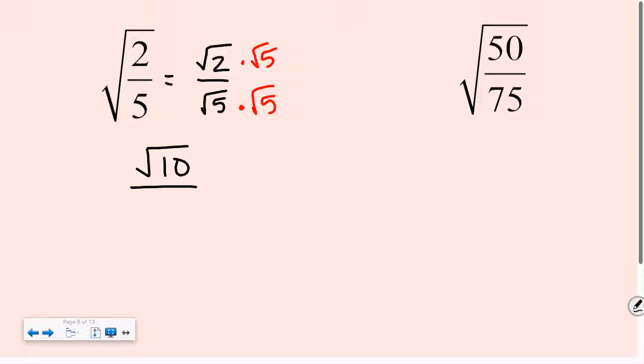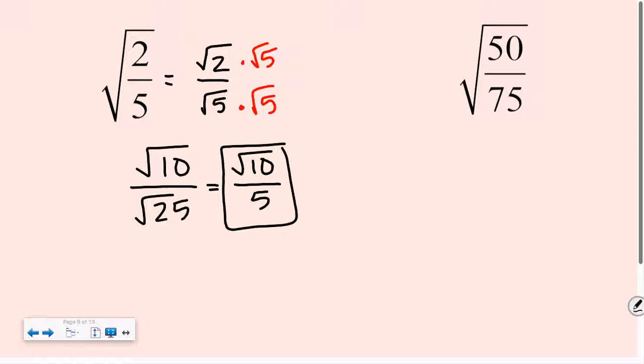In the denominator, the square root of 5 times the square root of 5 is going to be the square root of 25. They're both under the square root symbol. Square root of 10. Can I break that down anymore? No, there's no perfect square that goes into 10, so that stays square root of 10. Square root of 25. Can I break that down? 5. Done. Square root of 10 all over 5.